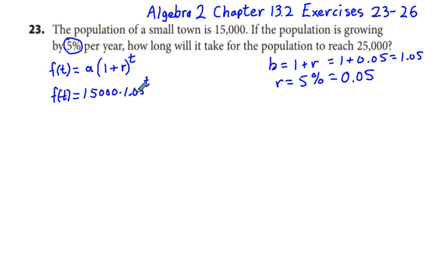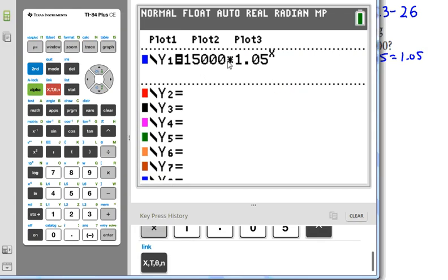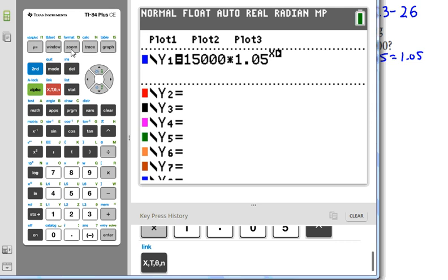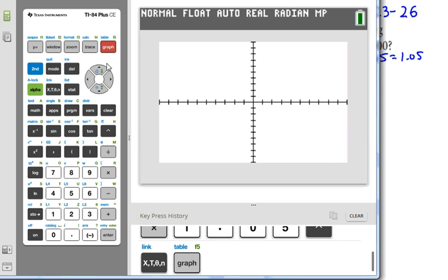Now, for population growth and monetary growth, these equations are very similar. And so we can go to our calculator, and previously I entered this function in the calculator, and we're trying to see how long it takes. Well, when we graph this in the standard window, we just don't see anything. And the reason we don't is because our starting value is 15,000. And so we're going to change our window.